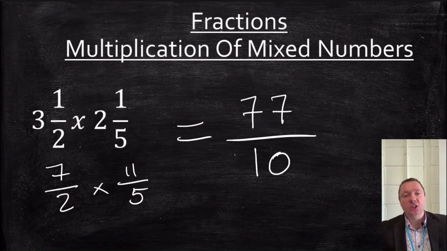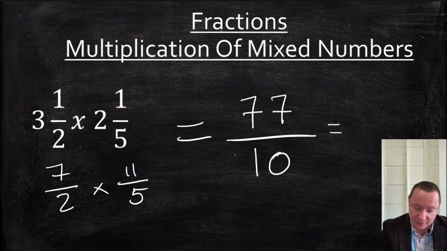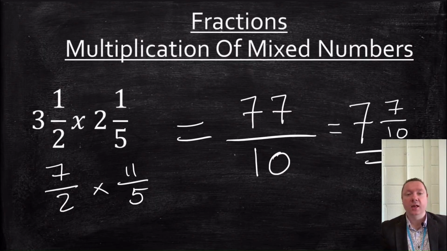And at this stage, you can either simplify your answer and leave it as an improper fraction, or you can change it back to a mixed number. I'm going to change it back to a mixed number just for the fun of it. So 10 goes into 77 7 times with a remainder of 7 left over. So 7 7/10 would also be a good answer.